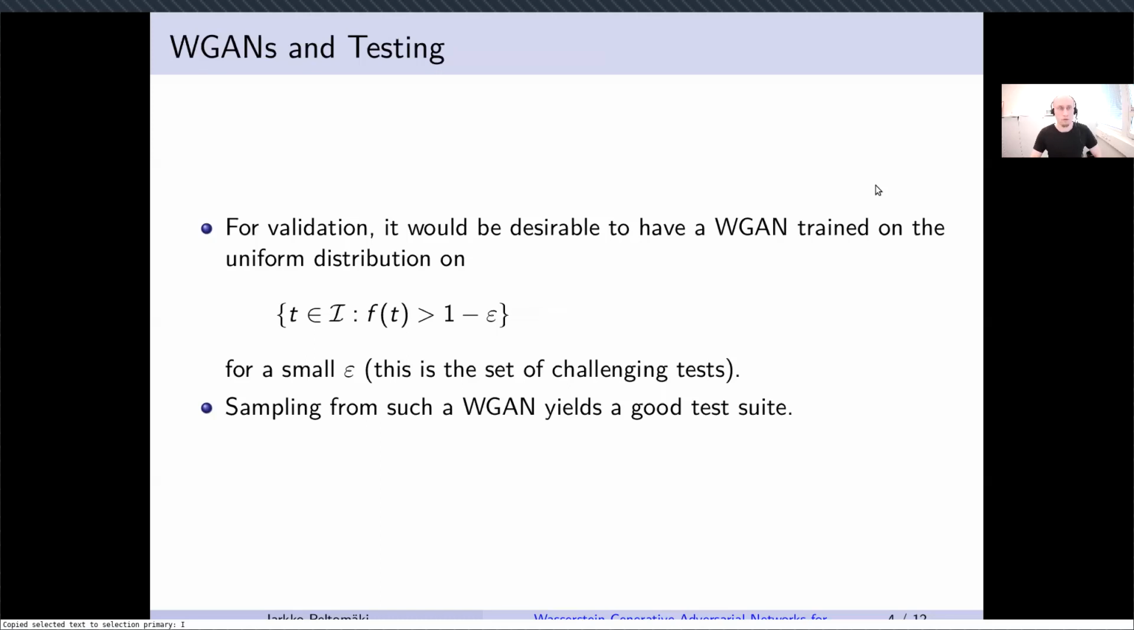And how to then use this for testing? Well, consider this set. This is the set of challenging tests for our SUT. So what we would like to have is a generator for this set. If we had such a thing, we could sample uniformly on this one, then we are basically done. We can find the test suite simply by using this generator. So we would like to have something like this.